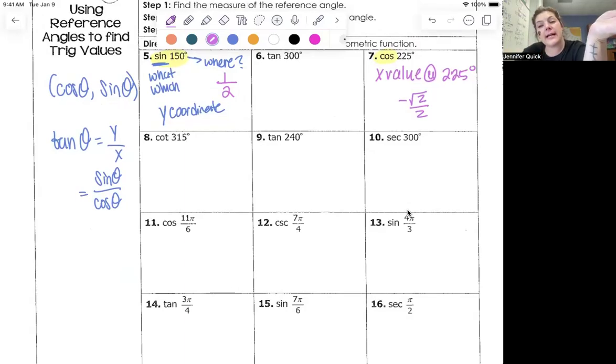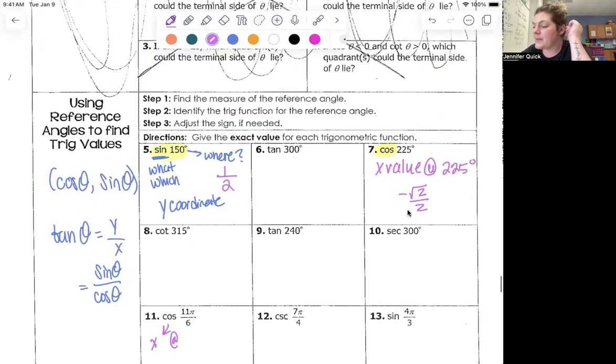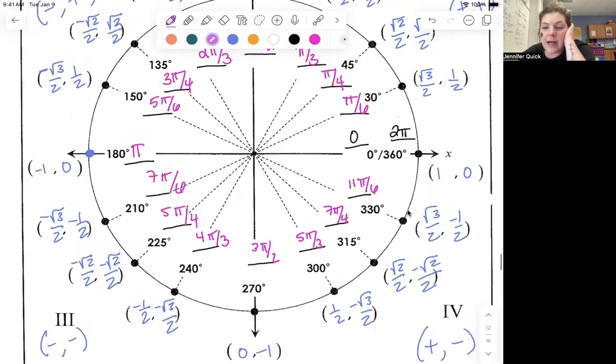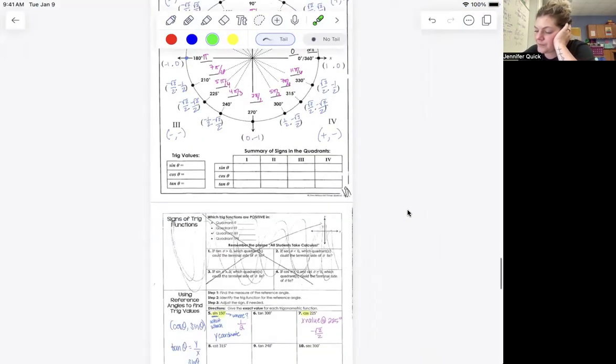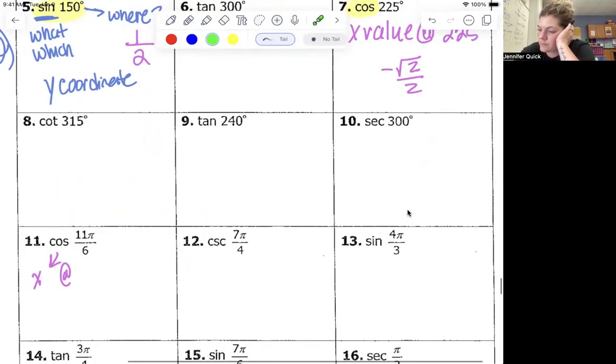Now, because we already wrote this in radians, the where is just the radian measure. I'm going to give you these, so it's totally fine. So what? This is the x value at 11 pi over 6. I'm going to go back to my circle and find 11 pi over 6, which is right here, which is the 330-degree angle, and I want the x value. So this is positive square root 3 over 2.